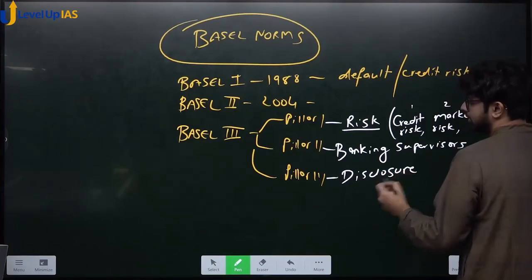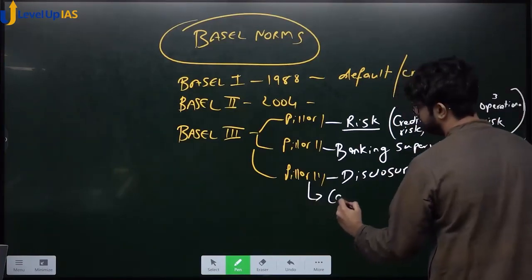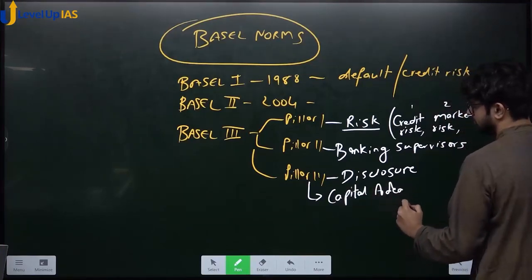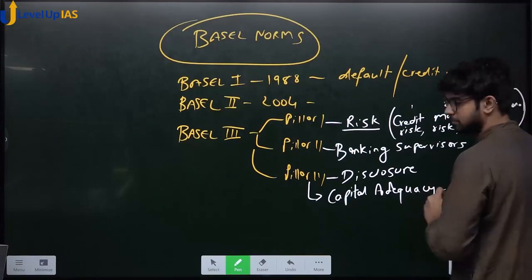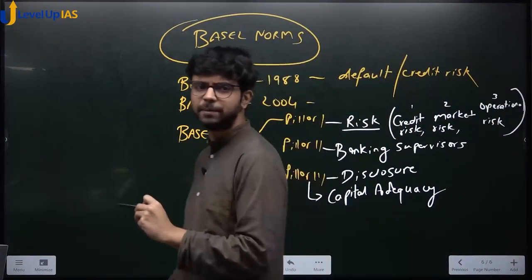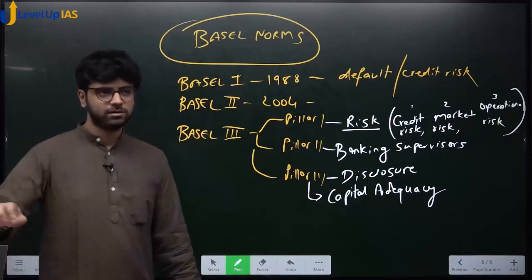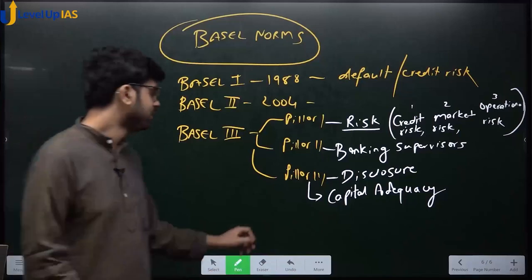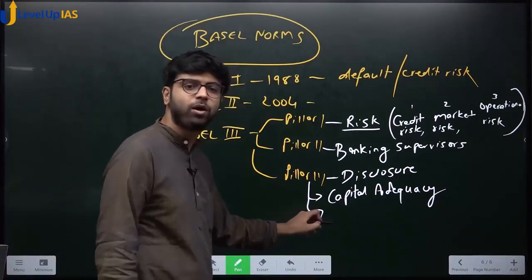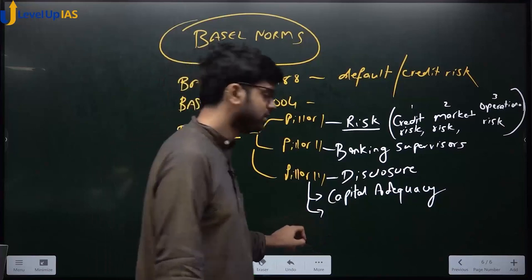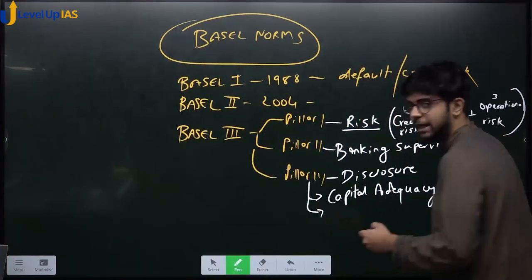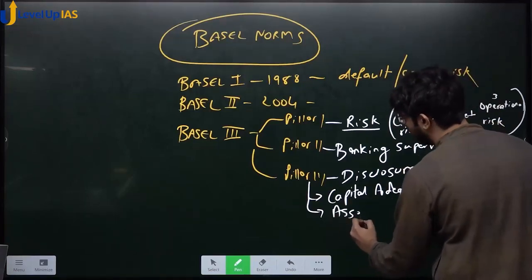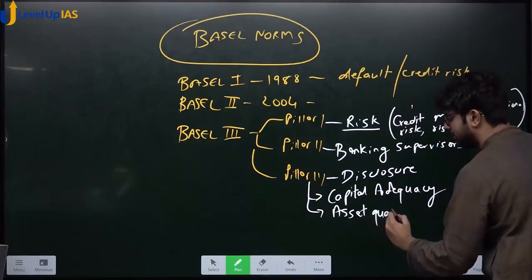There are two parts to it. See this word, capital adequacy. Have we heard this term, capital adequacy? Capital adequacy ratio. And second, asset quality. What do you mean by asset quality? NPA, stressed, standard. You have to show the asset quality. What is the quality of your assets? Asset means what? Loans and advances.